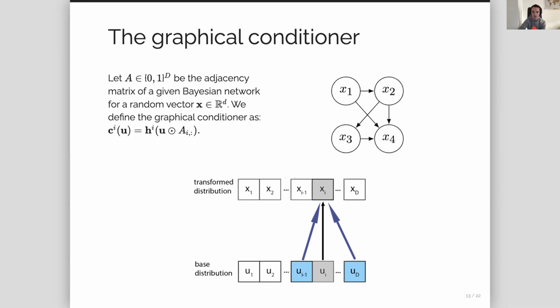So this adjacency matrix is a matrix where an element ij is equal to 1 if and only if the node j is a parent of the node i. And so at the end, this transformation is just equivalent to masking off the elements of the vector u that are not a direct ancestor of the node i. Okay, so you are just keeping the information of the direct ancestors of the node i. And so now, instead of conditioning either with autoregressive or coupling architectures, you can condition with any Bayesian network that could make sense for the data you have.